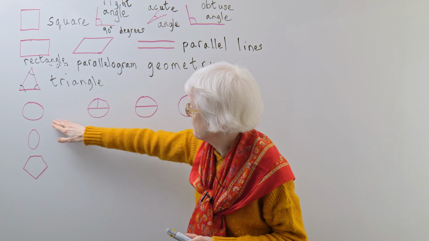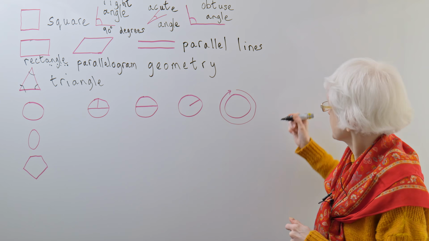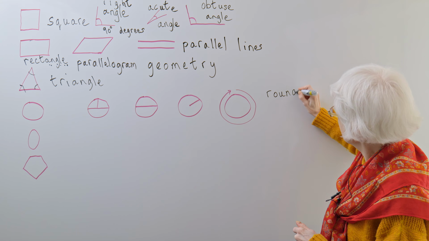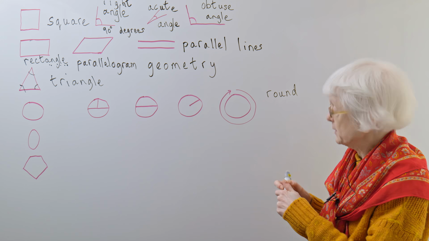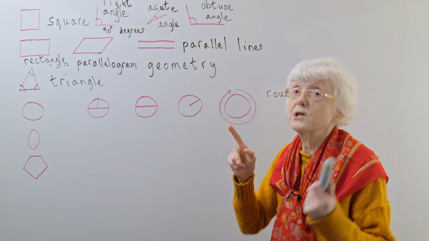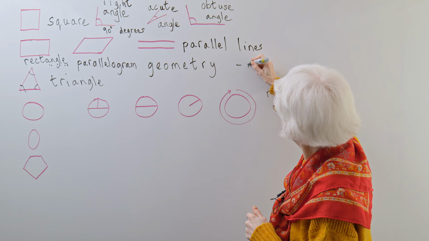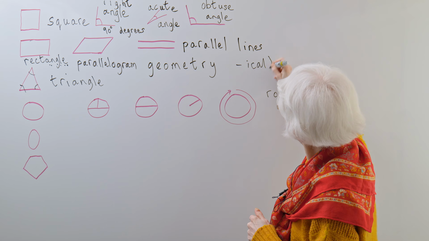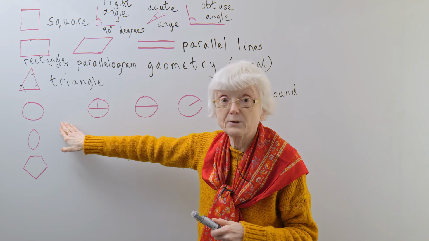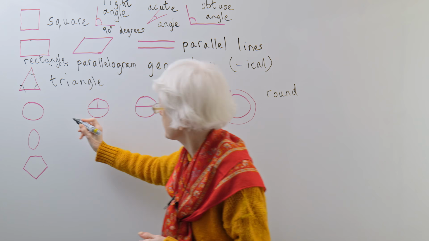So now we have all these round shapes. So that's one word you can use to describe them. They are round, but the geometrical word is the adjective. Geometrical. The geometrical word for this begins with C.